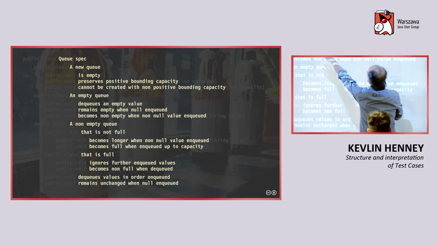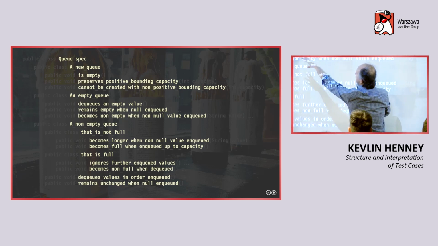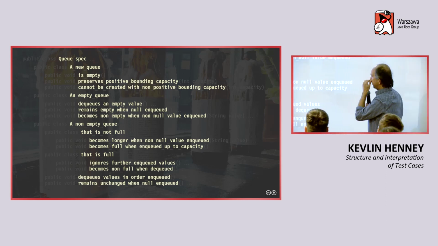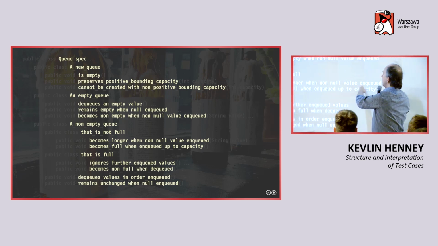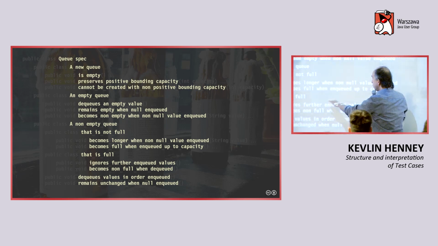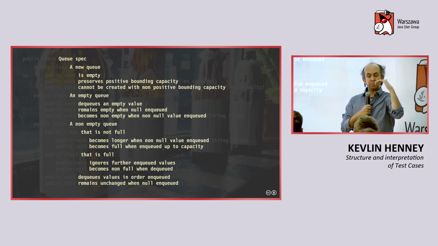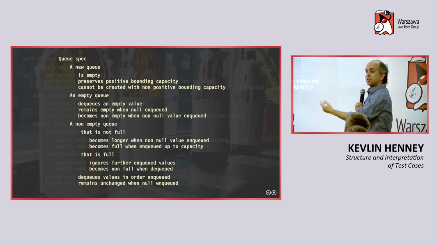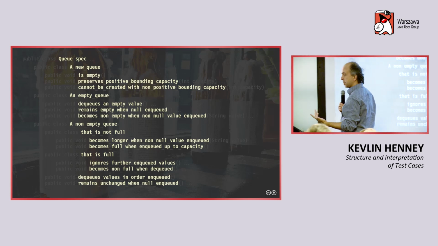A new queue is empty. A new queue preserves positive bound. An empty queue dequeues an empty value. An empty queue remains empty when null is enqueued. An empty queue becomes non-empty when a non-null value is enqueued. That's great. Then we get the nesting. A non-empty queue that is not full becomes longer when a non-null value is enqueued. A non-empty queue that is full ignores further enqueued values. So what we've got here is a very explicit relationship that you can see verbally, but also relate to another visualization. In this particular case, it's a state model.